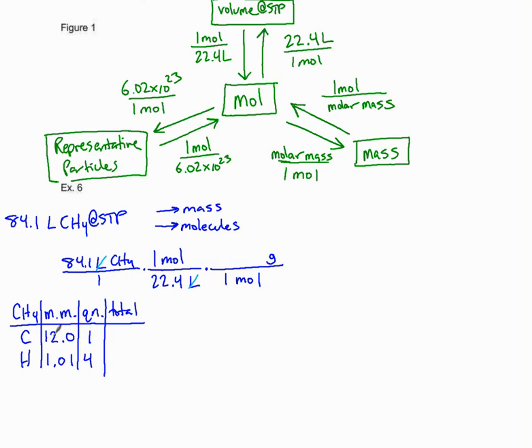Multiply your rows. So 12 times 1, 12.0. 1.01 times 4, 4.04. So when you add these together, we end up with 16.04, and that's grams per mole.